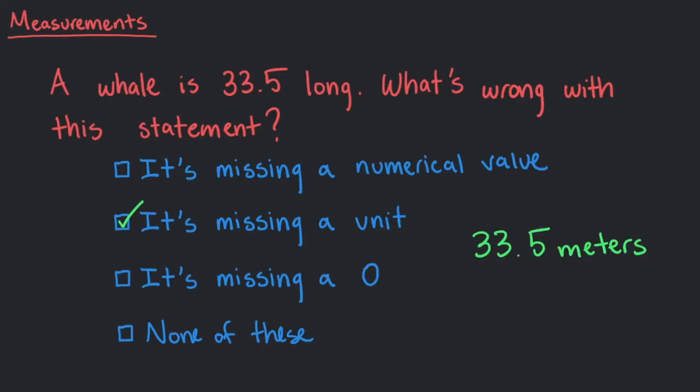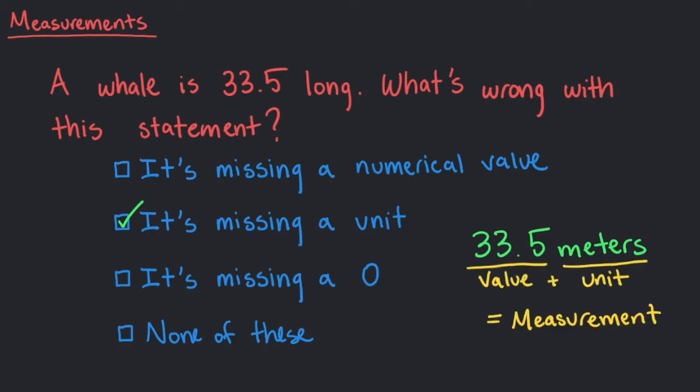It's the same situation if you just have a unit. A whale is meters long. Yes, but how many? 33.5 meters. Only with a value and unit do you have a complete measurement.